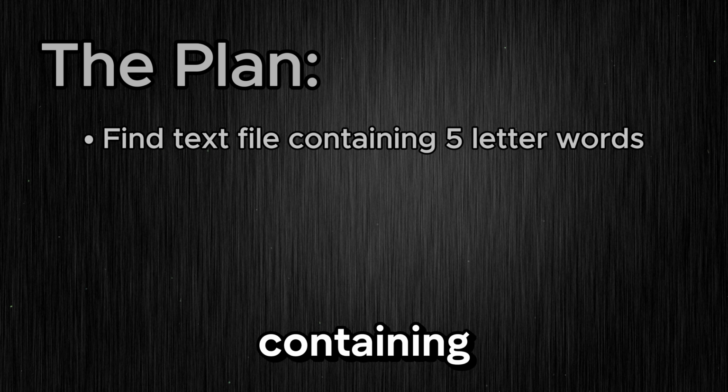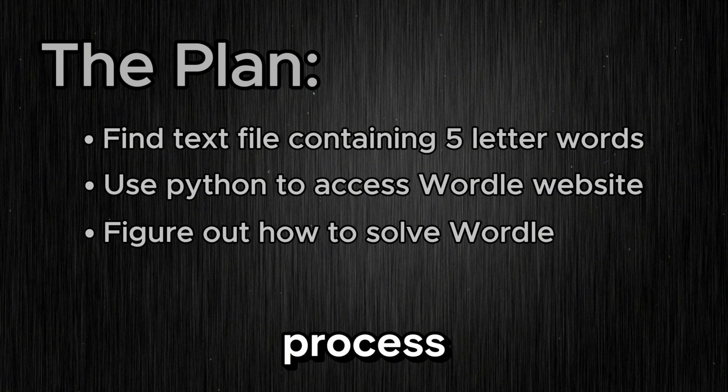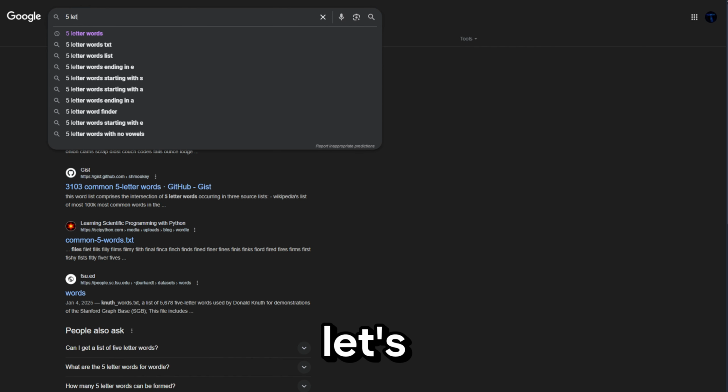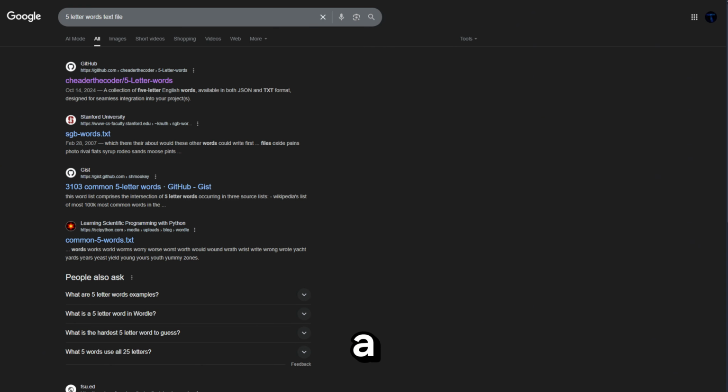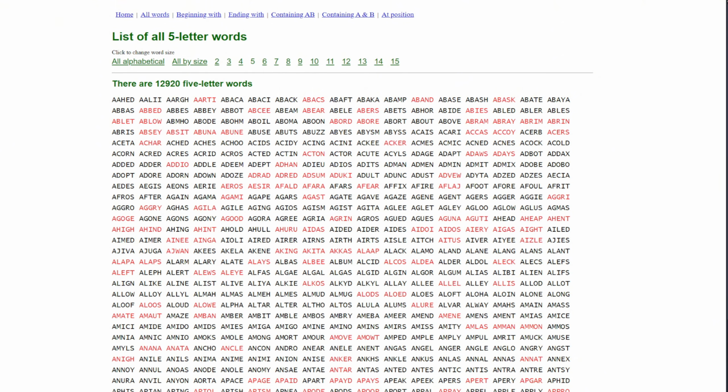Alright, so first things first, we need a plan. I'm going to go online and find a text file containing every single 5-letter word possible. We're then going to use Python to log onto the Wordle website, come up with a way to automate the Wordle solving process, and then we need to figure out a way to actually plug in the words on the website itself based off of those results. This is gonna be fun. Let's start off with the text file. A quick Google search and a little bit of scrolling later and, oh, this'll work.